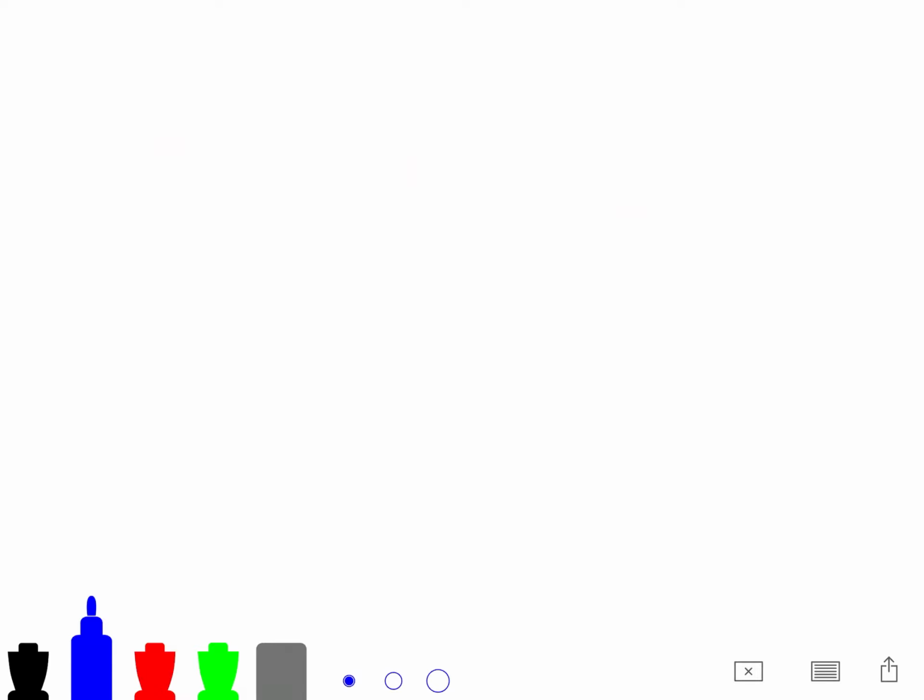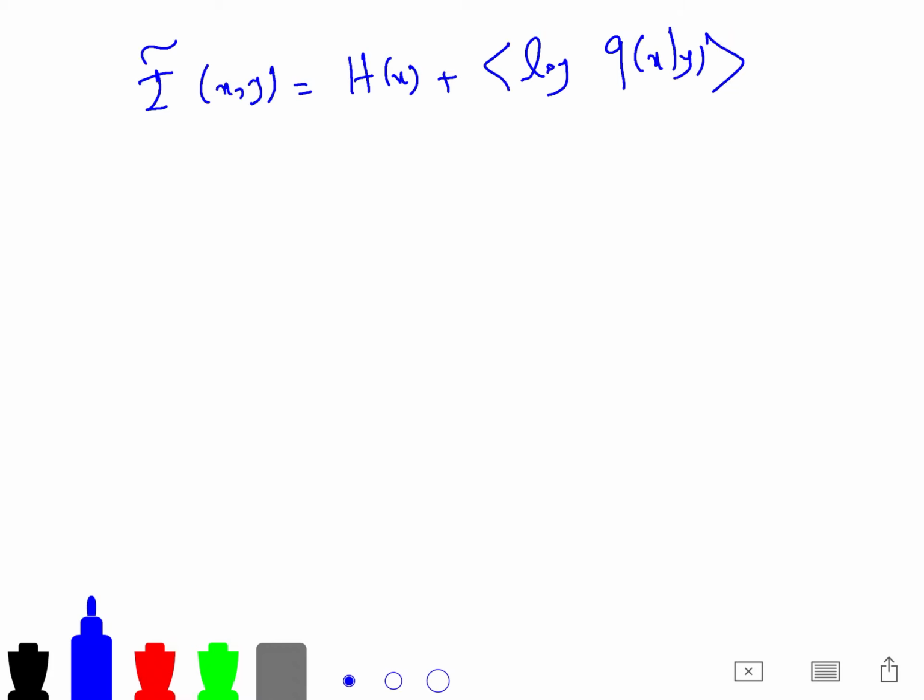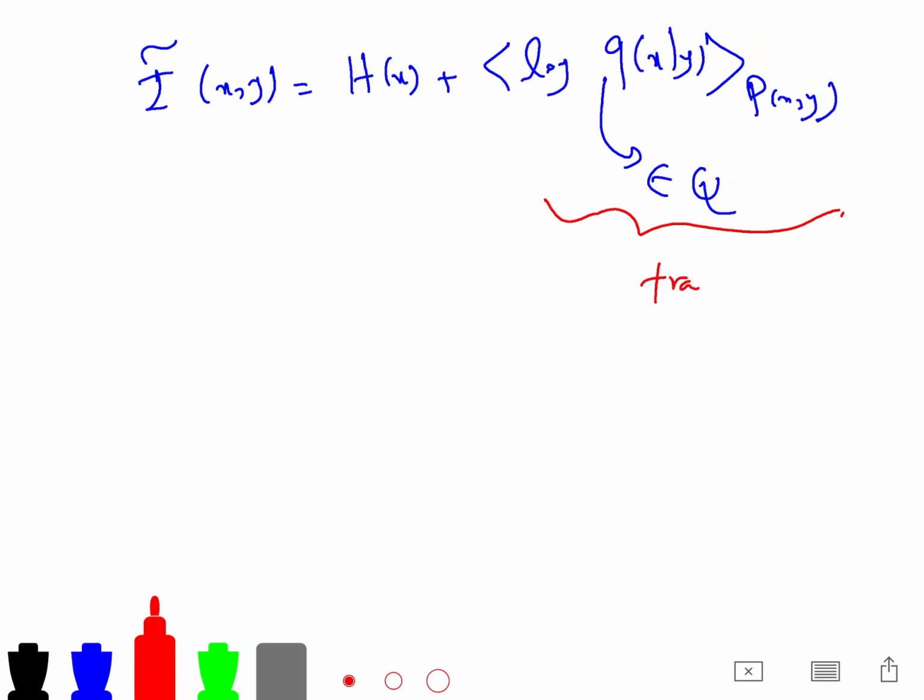So this is how we approximated an intractable mutual information. I tilde x and y is h of x plus log of q of x conditioned on y, p of x and y. So we choose a class of variational distributions, q of x and y in Q, such that this energy term is tractable. And then use a recursive procedure for maximizing I tilde x and y.